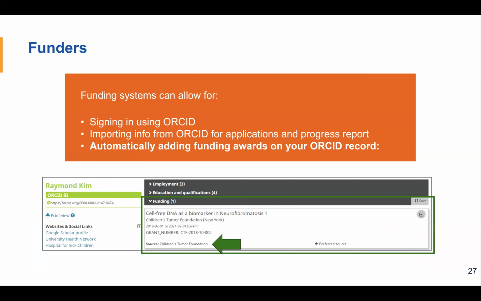Also, one of the things that funders do, so some funders will actually add your funding award to your ORCID record for you. So you don't even have to update that yourself. This is an example of funding that a researcher received from the Children's Tumor Foundation. And you can see that the source of this entry is the Children's Tumor Foundation, which means that the organization or the foundation itself added this funding information to our researcher's ORCID record on his behalf. So he did not have to enter it himself. So that makes it easier. All of that information is being pushed to ORCID.